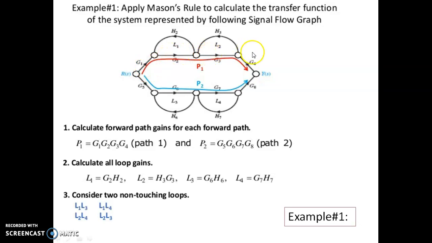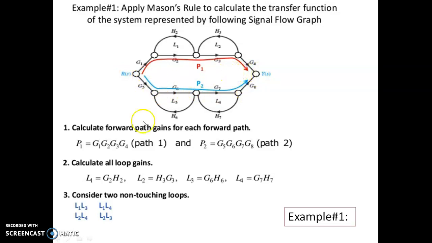So it is G1, G2, G3, G4. Yes, it is moving from input to the output without repeating any node more than once, right? Similarly, the second forward path, P2, is G5, G6, G7, G8. Here the path is flowing from input to the output without repeating any node, and it is following the direction. The arrow mark is also going from input to the output.